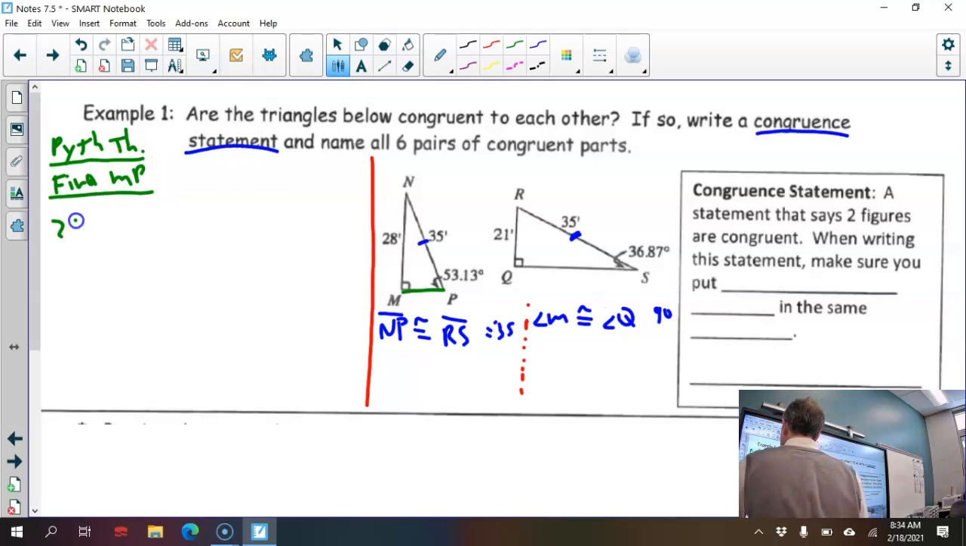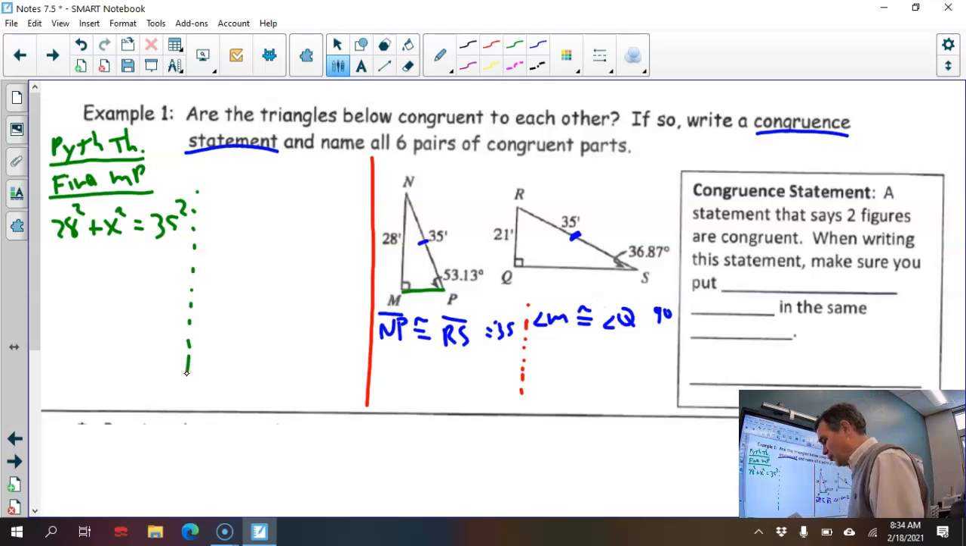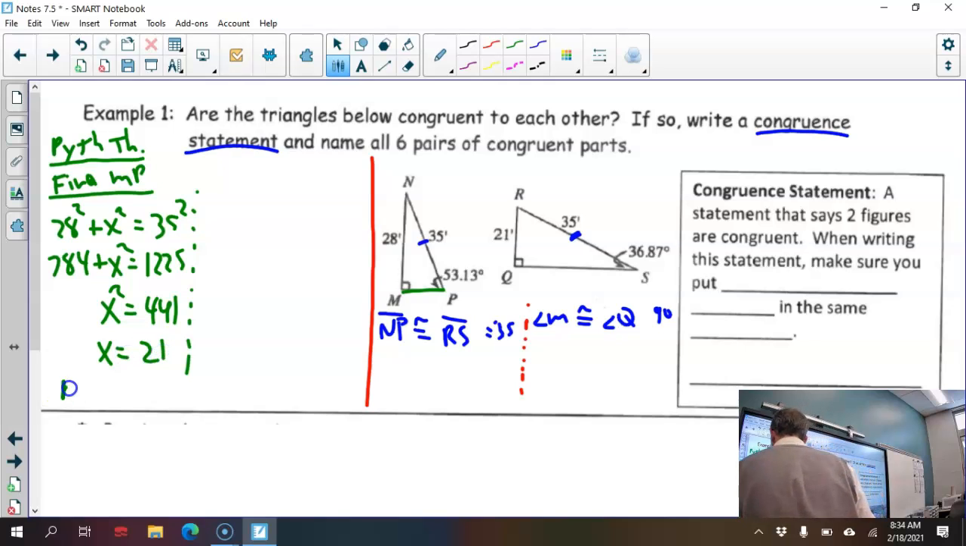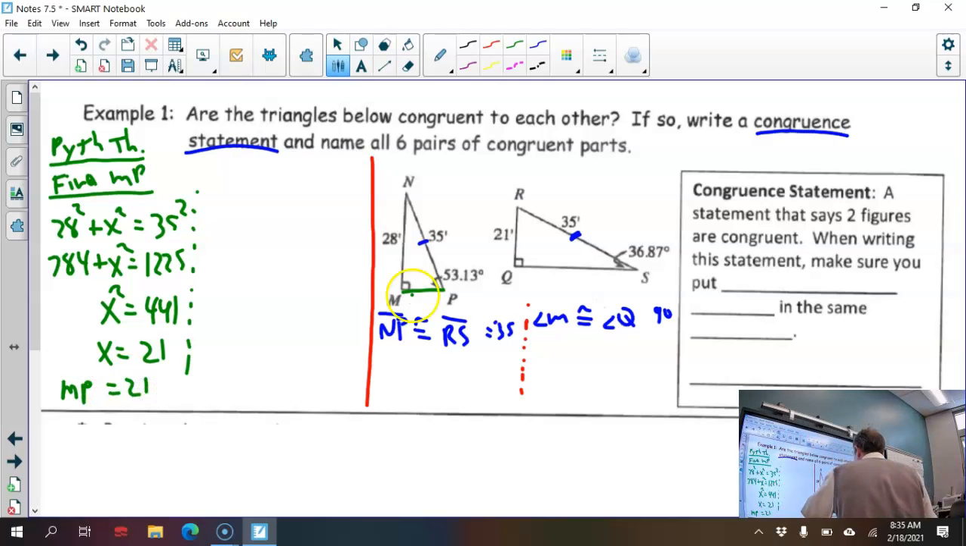And so what I would say is that 28 squared plus x squared equals 35 squared. I'm going to put a little dotted line there too. And so I'd go ahead and work that out. I'd square the 28 and get 784. And I'd square the 35 and get 1,225. Then I would subtract the 784 from both sides and get 441. And then I would take the square root of both sides and get 21. So MP is equal to 21. This side is 21. And now I see that MP is equal to QR. They're both 21.